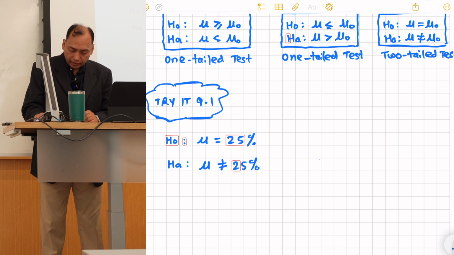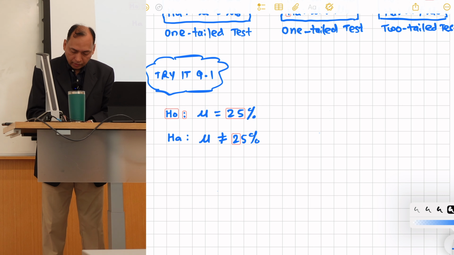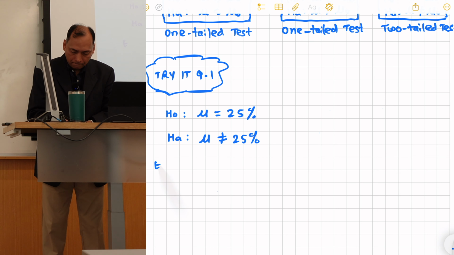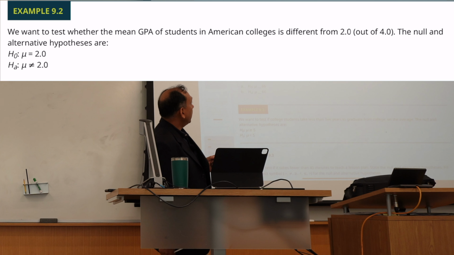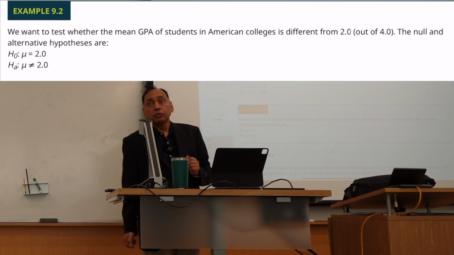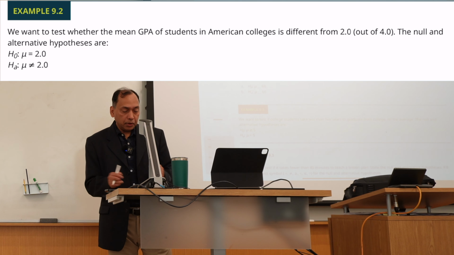So with that in mind, if you look at example 9.2, we want to test whether mean GPA in colleges is different from 2. So mu is 2 or not.